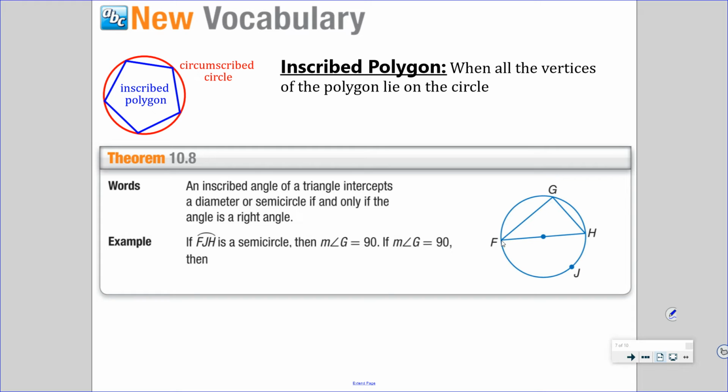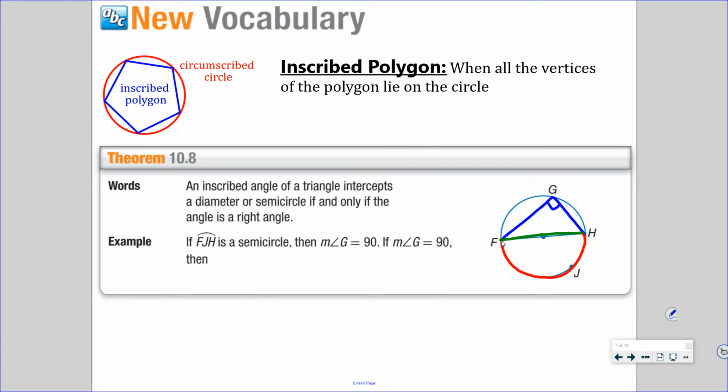So look here at angle G. See how the arc it forms is exactly a semicircle, and if I were to connect those points, it would form a triangle, and that length would be a diameter. What this theorem says, if your arc is a semicircle, then the measure of that inscribed angle is going to be 90 degrees. Which makes sense, because that's half of 180, right?